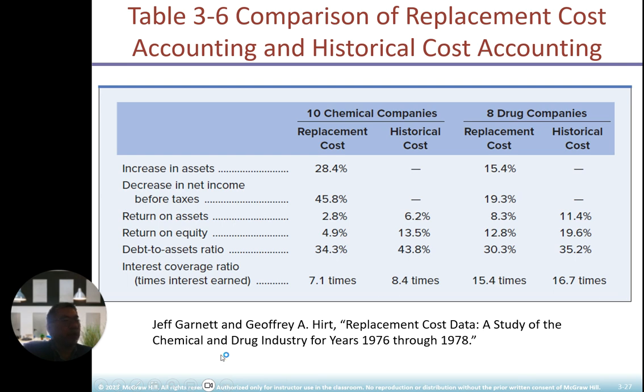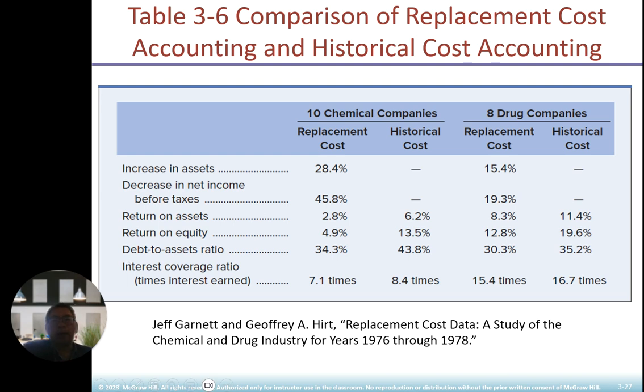Replacement cost data, a study of chemical, drug and industry between 76 to 78. 76, 77, 78, so 3 years, okay? So you will see the average of the return on asset here. A good example here is very low. Replacement cost versus historical is 6.2 compared to the companies. The other company is much better in terms of return on asset as well as in terms of equity.